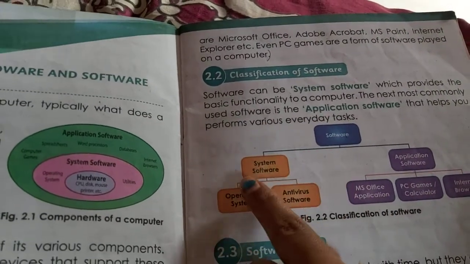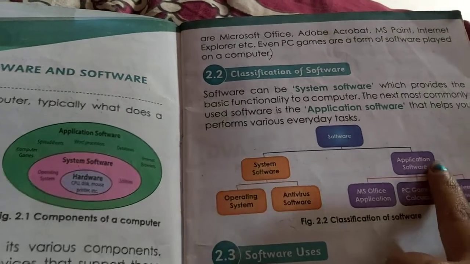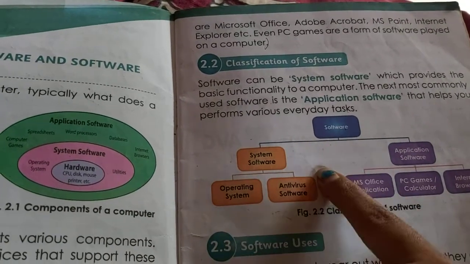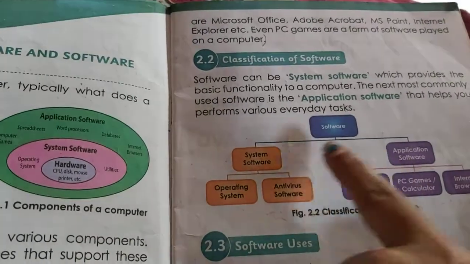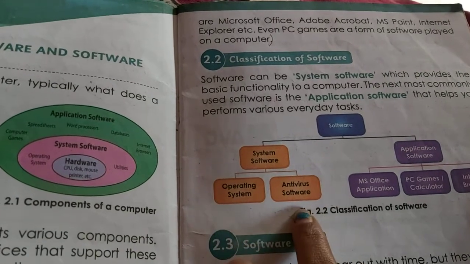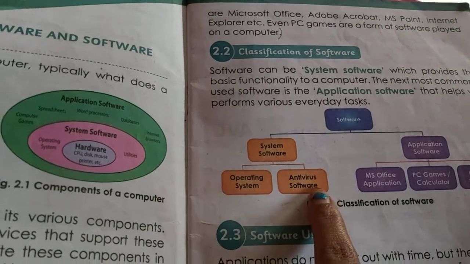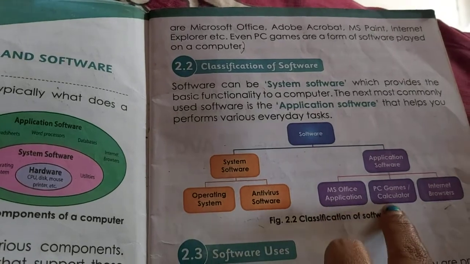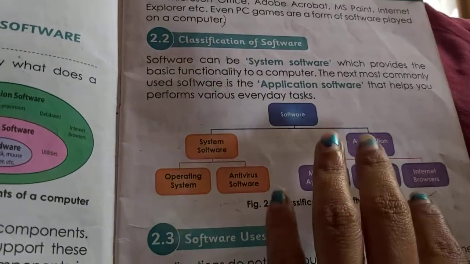Software has two types: system software and application software. In system software there are two types: operating system and antivirus software. In application software, there are MS Office applications, PC games, calculator, and internet browser.